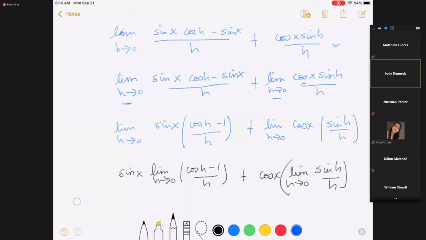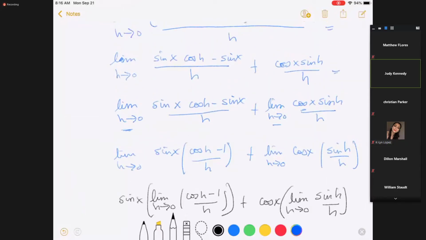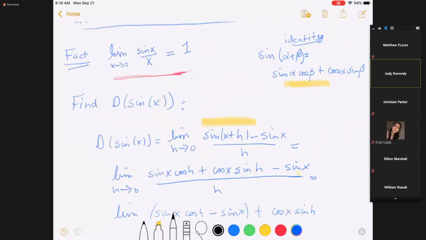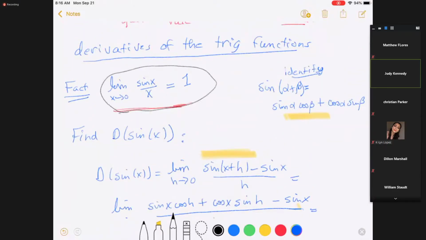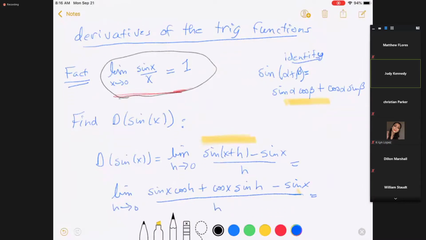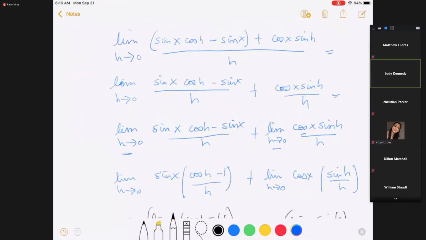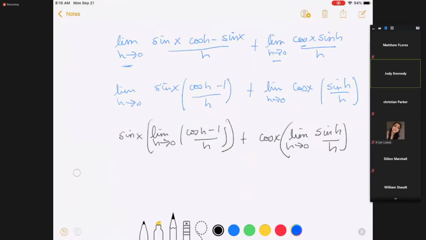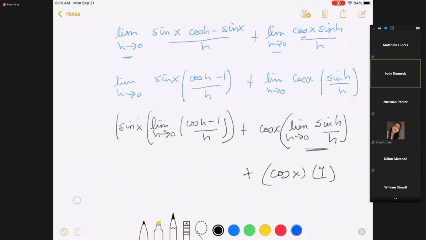Okay, so I've got that limit and that limit. And we just talked about the limit as x goes to 0 of sine of x over x being equal to 1. So I can replace this with 1. And I've still got some work to do on this other side. Okay, I'm just going to leave it blank there. Let's work on this limit.